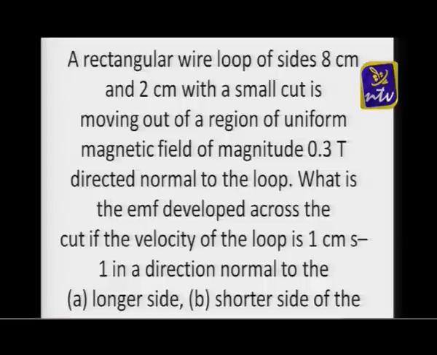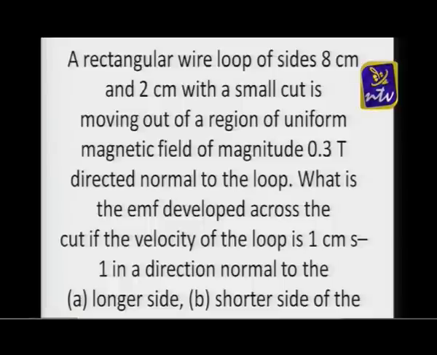Let us discuss this one. How we can calculate the value of the induced EMF developed inside the coil by moving the coil of side 8 centimeter and 2 centimeter with a small cut in a region of magnetic field 0.3 Tesla, moving with a speed of 1 centimeter per second in a direction normal to the longer side and shorter side. What is the EMF induced if you are moving the longer side, and what is the EMF induced when you are moving the shorter side, and how long does each induced voltage last?